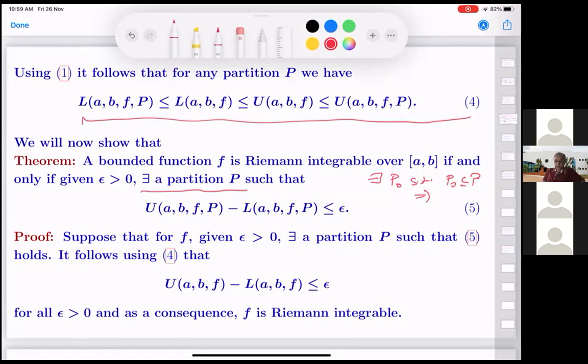So one part is done. Now we have to prove the other part. So we have to show that if you have a Riemann integrable function, then we can get hold of a partition such that these two are less than epsilon. Distance is less than epsilon.